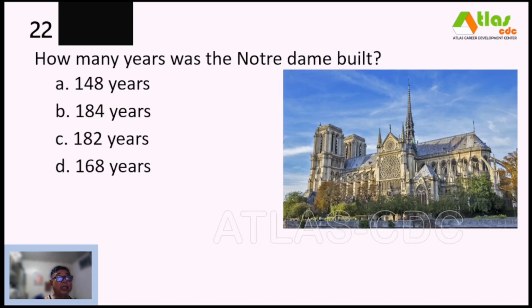Number 22. How many years was the Notre Dame built? A. 148 years. B. 184 years. C. 182 years. And D. 168 years.